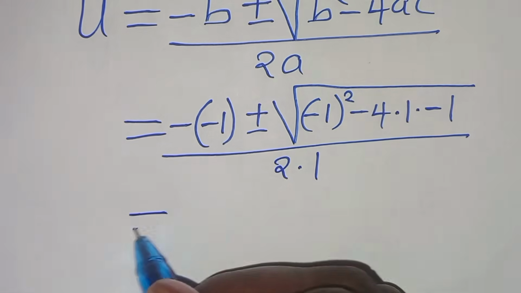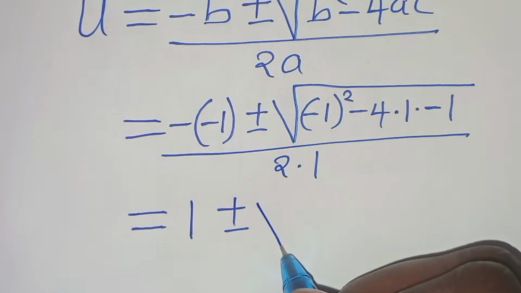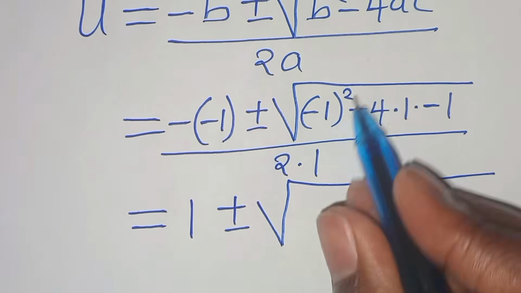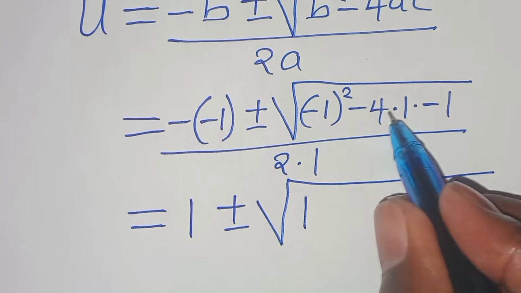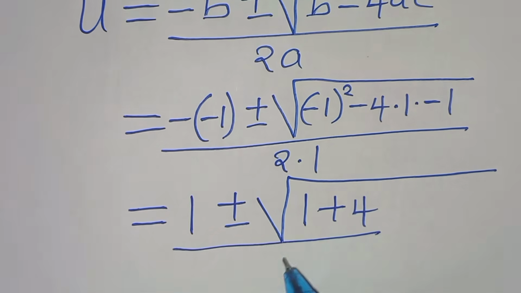So this means that here, minus times minus 1, this is 1, plus or minus the square root of minus 1 squared, this is 1, minus 4 times minus 1, this is plus 4, everything here divided by 2.